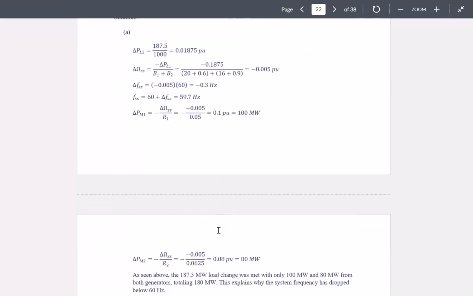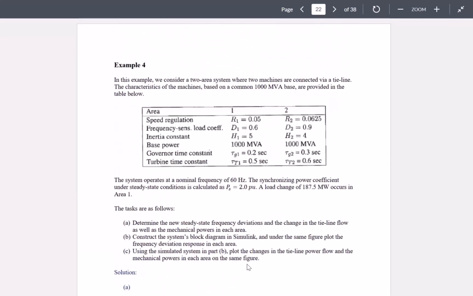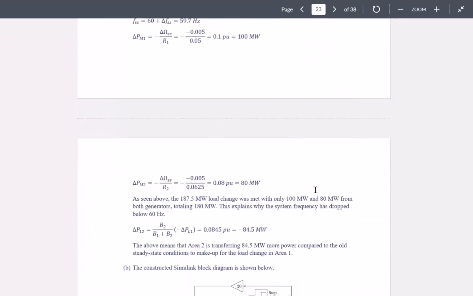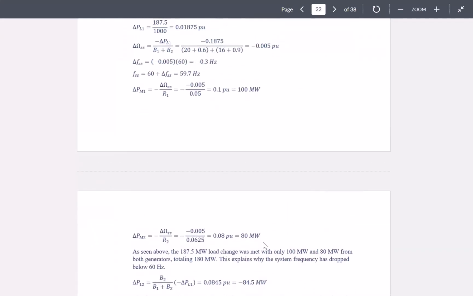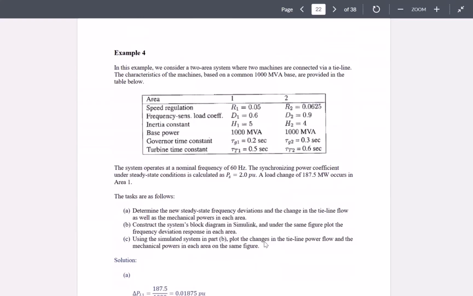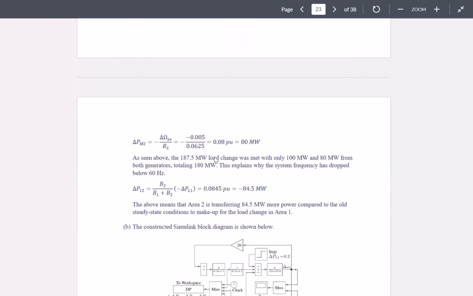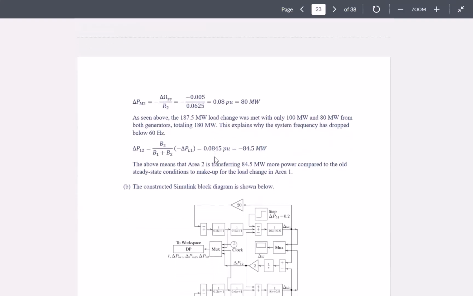And the delta PM1 and delta PM2 would be based on the minus of delta omega SS over R1 and R2, which would become 100 megawatts and 80 megawatts. So again, going back to the fact that we had 187.5 megawatt change in load, but that has been responded by an overall 180, which is not the same as 187.5. And that's because of the D values in these two areas, right? Because of these D values and the fact that these D values are not zero, then the sum of mechanical powers will not be the same as the sum of P loads.